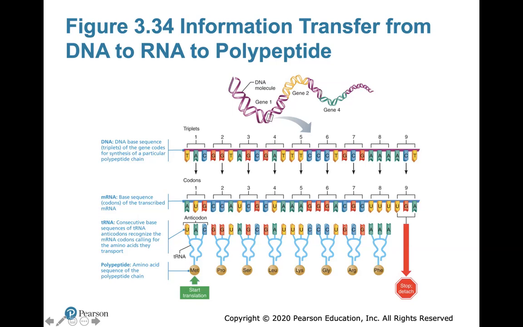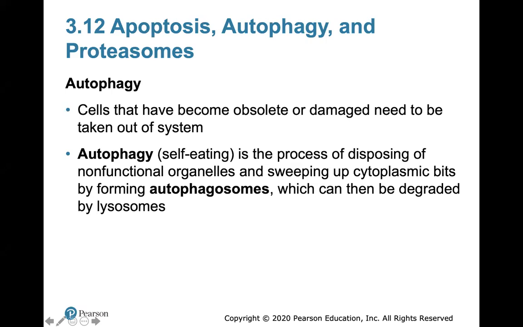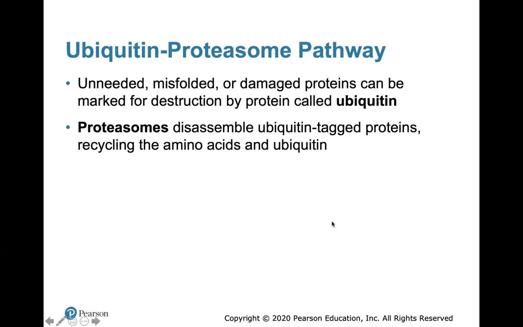A couple of words that you should be familiar with are those for things that need to be taken out of the system. So autophagy. All right, and I lost connection, so you saw me there for a second, but I wanted to finish this. So this is the self-eating process of disposing of non-functional organelles and sweeping up the cytoplasmic bits by forming autophagosomes, which can then be degraded by lysosomes. The proteasomes disassemble ubiquitin-tagged proteins, which recycle the amino acids and the ubiquitin.